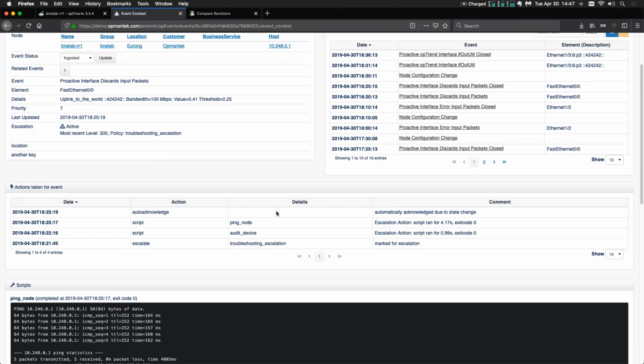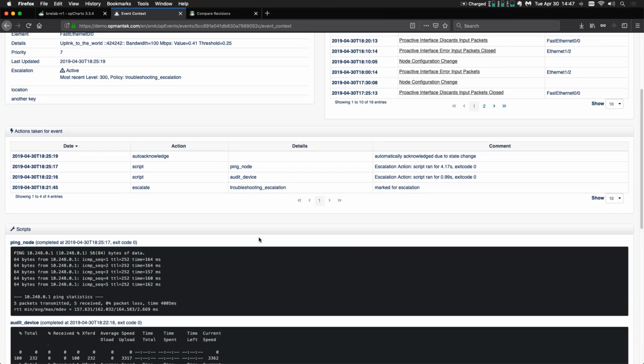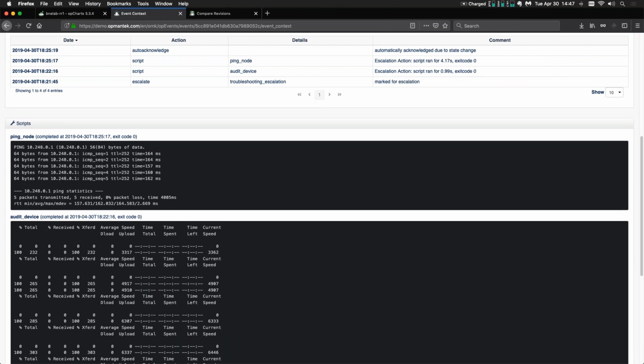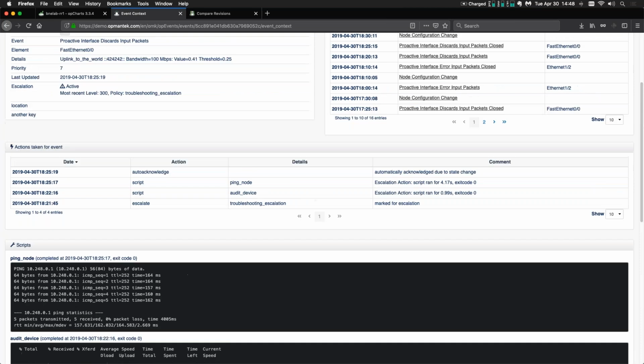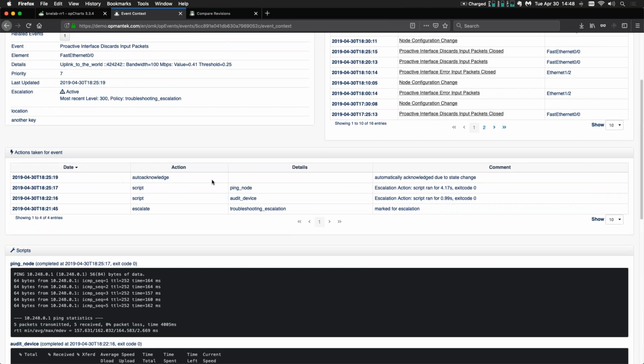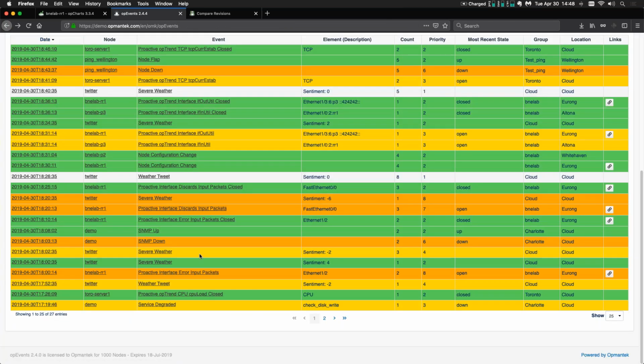So in this case, we've got this event here, interface discard input packets that occurred. And in this case, the system's run a ping node. It audited the device using OpenAudit. And then it was automatically acknowledged due to a state change. So the issue changed. So lots of different things that can be done. Here's another one, interface error input packets.